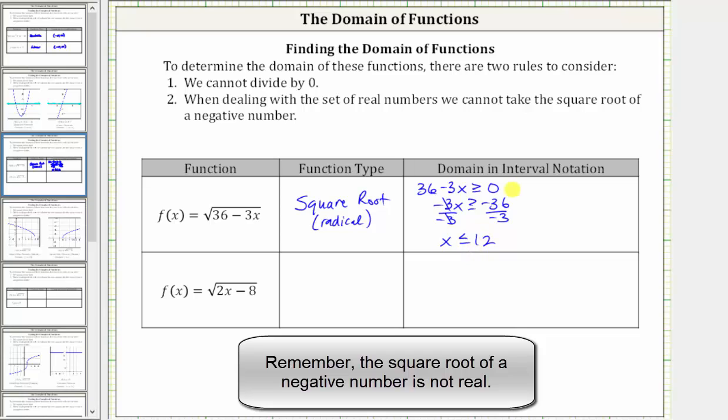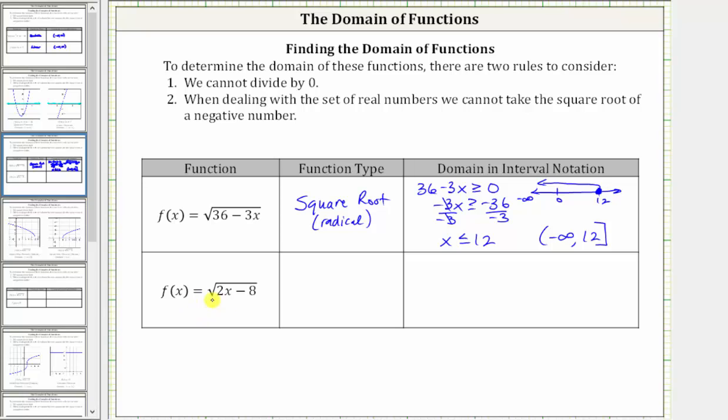This is a domain, so the domain is x less than or equal to 12, but we need this in interval notation. So if we were to graph this, the interval includes 12, so we have a closed point on 12, and then values get less than 12 moving to the left, approaching negative infinity, and therefore using interval notation, the domain is from negative infinity to positive 12. Because it includes positive 12, we use a square bracket to the right. So this is the domain using interval notation.